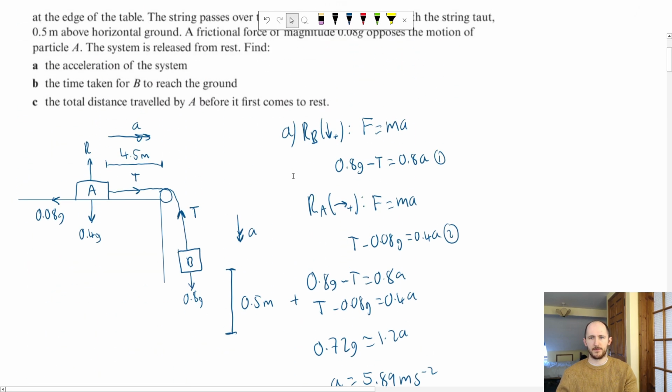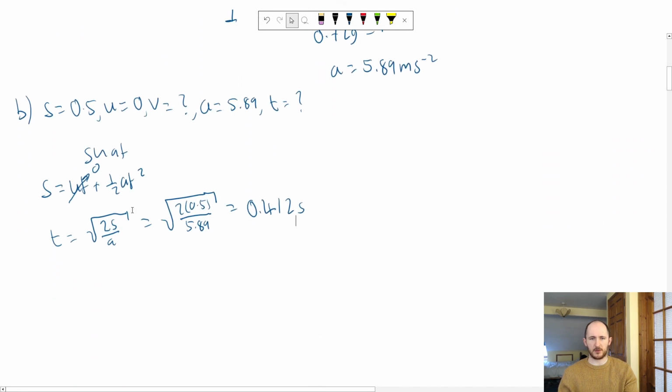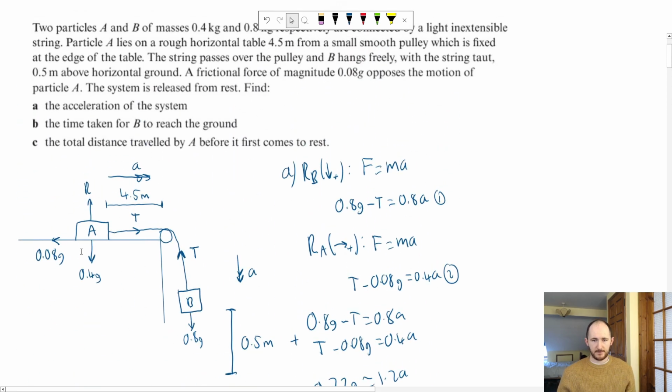Like so. Perfect. Now here's where things get a bit more interesting. We have here a particle. Now it says the total distance travelled by A before it comes to rest.